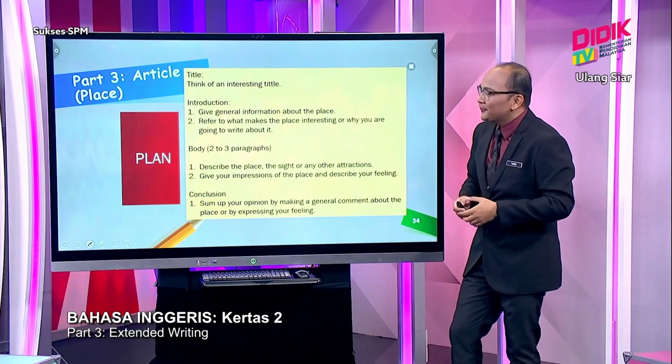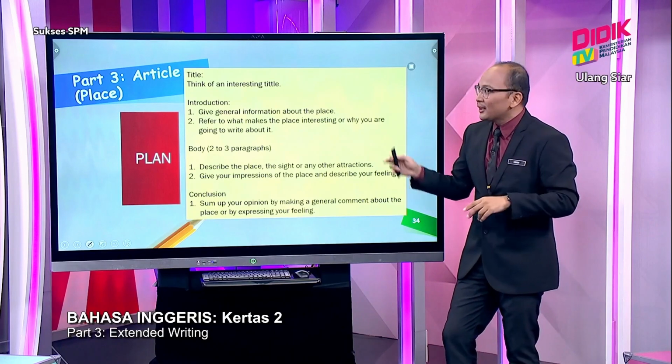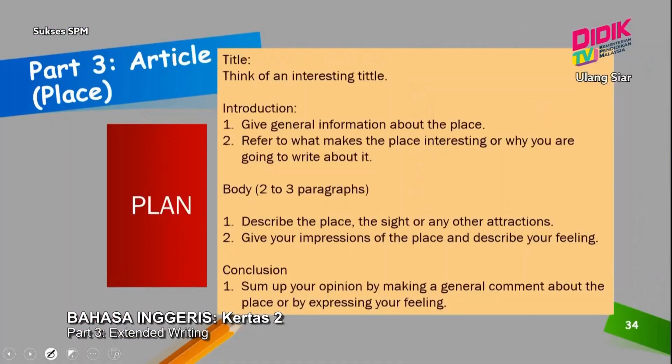And also there are two types of article. Article of place, I show this first. Think of an interesting title. Introduction, you need to give general information, and also refer to what makes the place interesting or why you are going to write. Okay, please include this. And for the body part, describe the place, the site or any other attraction.